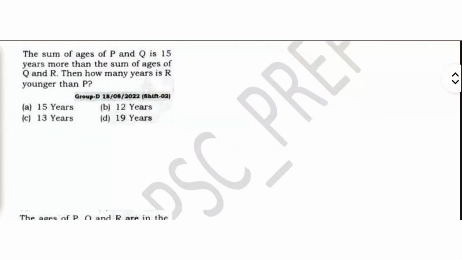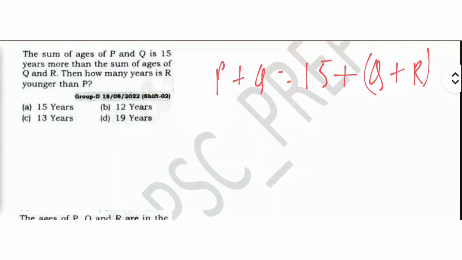Now the sum of the ages of P and Q is 15 years more than the sum of the ages of Q and R. Okay, find then how many years is R younger than P. In other way they are asking you how much P is older than R.